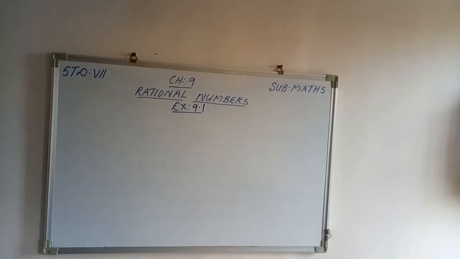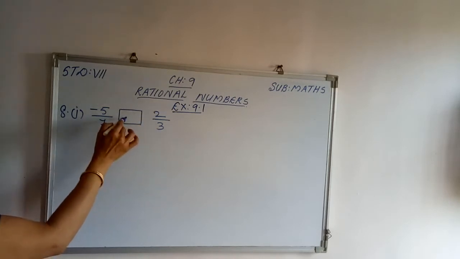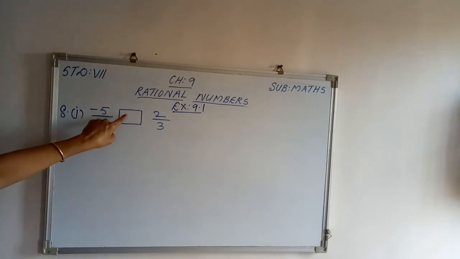Next one, question 8. Fill the boxes with the correct symbol out of greater than, less than and equal. You know that symbol? First one greater than symbol, second one less than and equal. So in that first question, here see, minus 5 upon 7, 2 upon 3. In this box you have to write less than, greater than or equal sign.